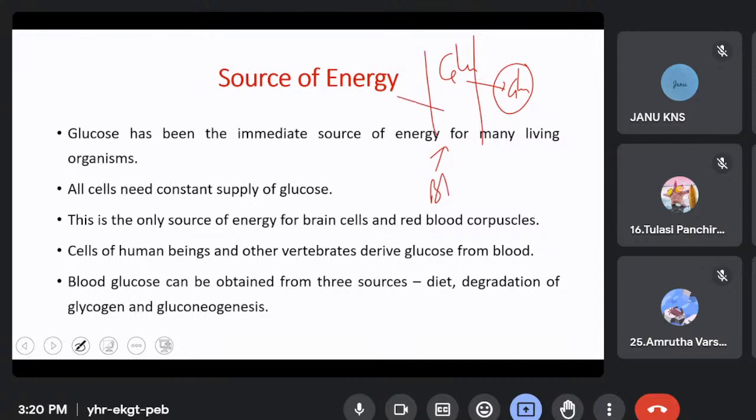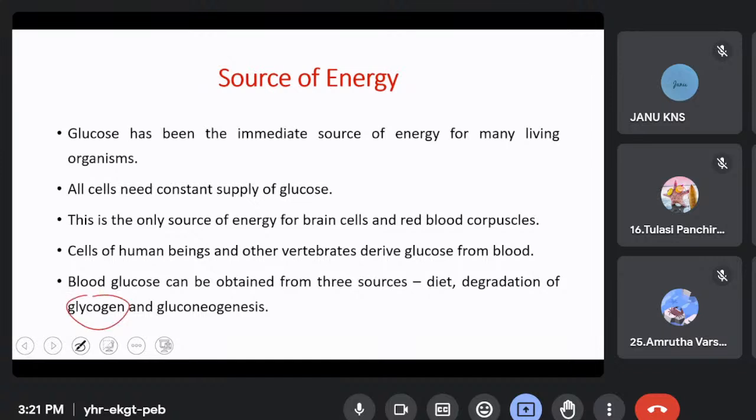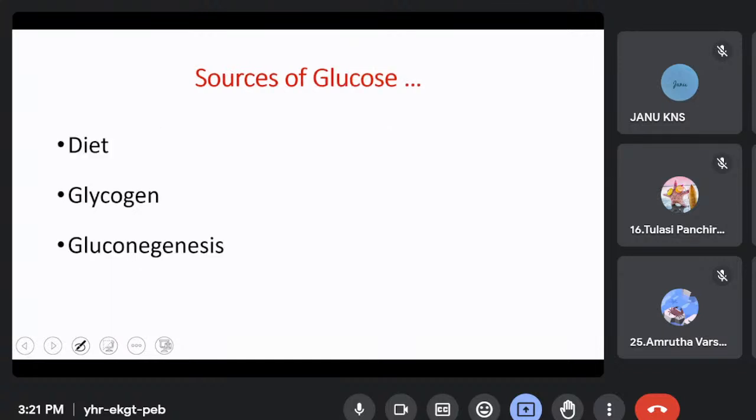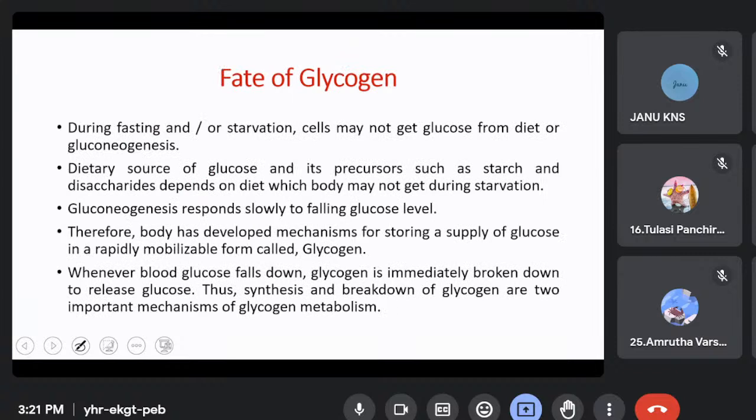And how does the blood receive it? From diet, that means through food. The second source is the breakdown of glycogen, and the third source is gluconeogenesis. So that glucose is released into the blood. From there, it is circulated to all cells of the body. Then, what are glycogen and gluconeogenesis? We have just seen that the sources of glucose are diet, glycogen and gluconeogenesis. And what about this glycogen?